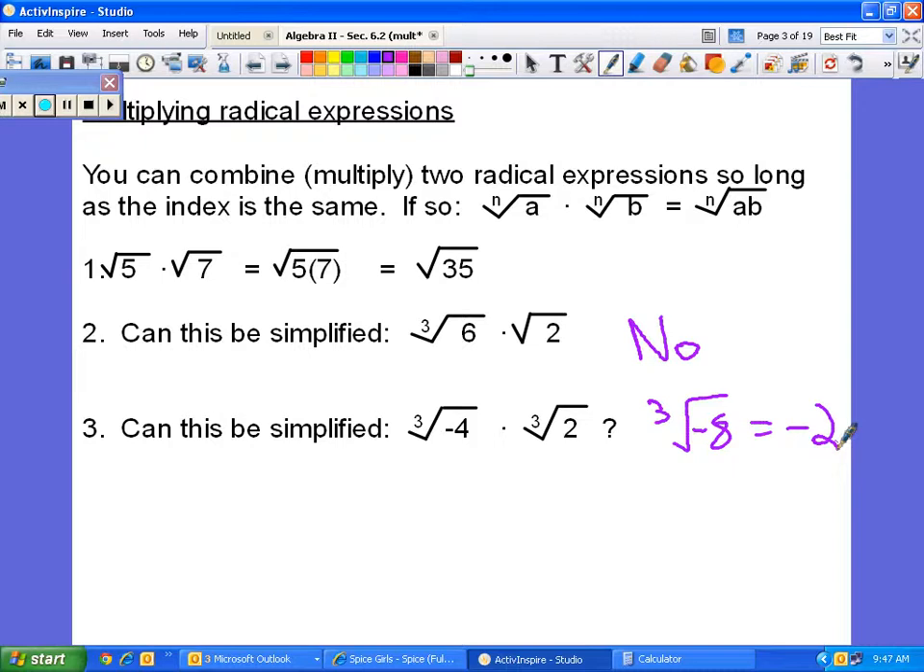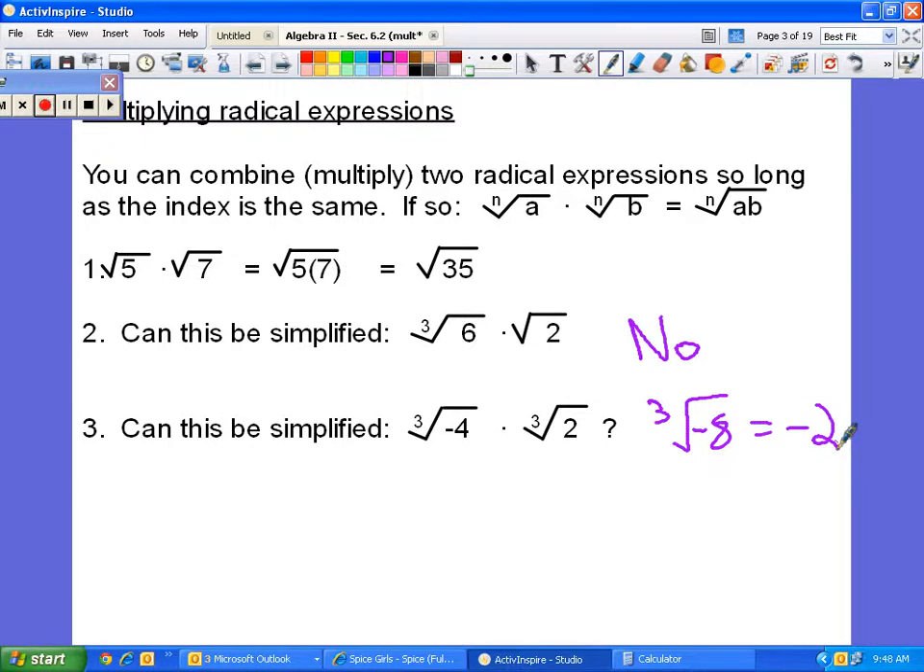You have to go back to that flow chart that we did in chapter 5. Ask yourself that question: can I factor? Well, the square root of 35 is factorable. It's 5 times 7. But then you ask yourself the follow-up question, are there perfect square factors? And the answer is no, so we leave it alone. That's why we don't simplify the square root of 35, but we do simplify the cube root of -8.